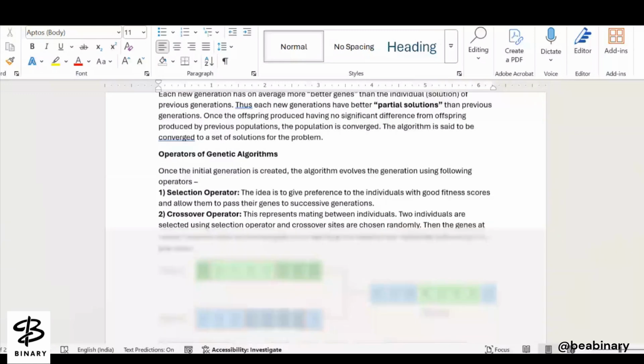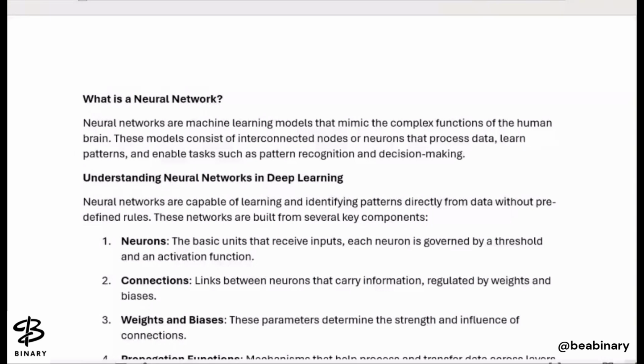So first, what are neural networks? Neural networks are machine learning models that mimic the complex functions of the human brain. These models consist of interconnected nodes, or neurons, that process data, learn patterns, and enable tasks such as pattern recognition and decision making.